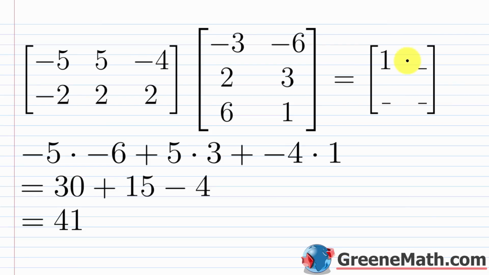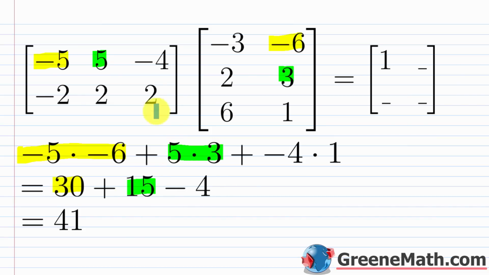Now, again, this is row 1, column 2. So I'm working with the first row, right here, and I'm working with the second column. I'm just doing the same thing. The first element from that row is going to get multiplied by the first element from that column. So you have -5 times -6. That's going to be positive 30. Then we're going to move down. We're going to have 5 times 3. So that's 5 times 3 right there.